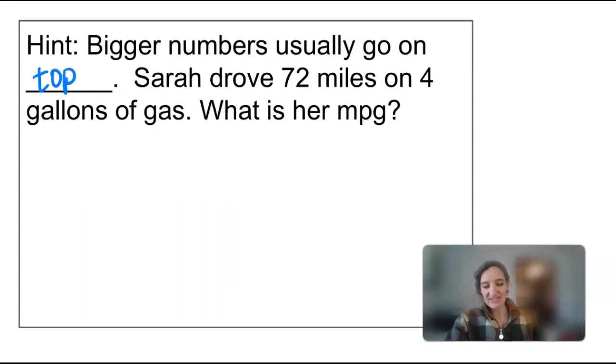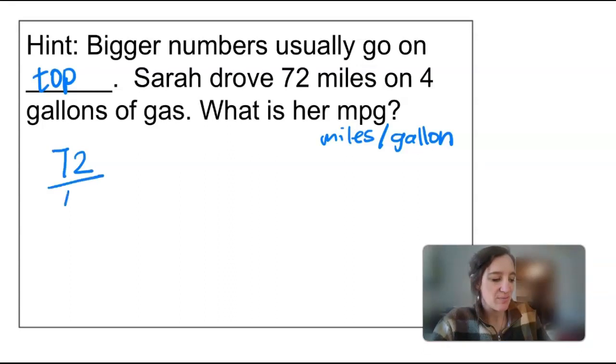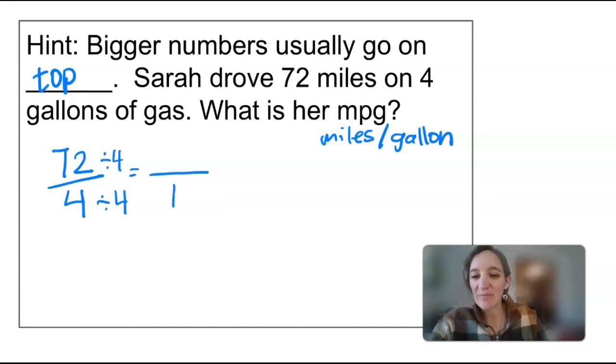So with this example, Sarah drove 72 miles on 4 gallons of gas. What is her MPG? MPG, oh, that's miles per gallon. That is a unit rate that you hear a lot about if you are into cars. So let's put the bigger number on top, 72 miles on 4 gallons. Let's get it to a unit rate by dividing the top and the bottom by 4.